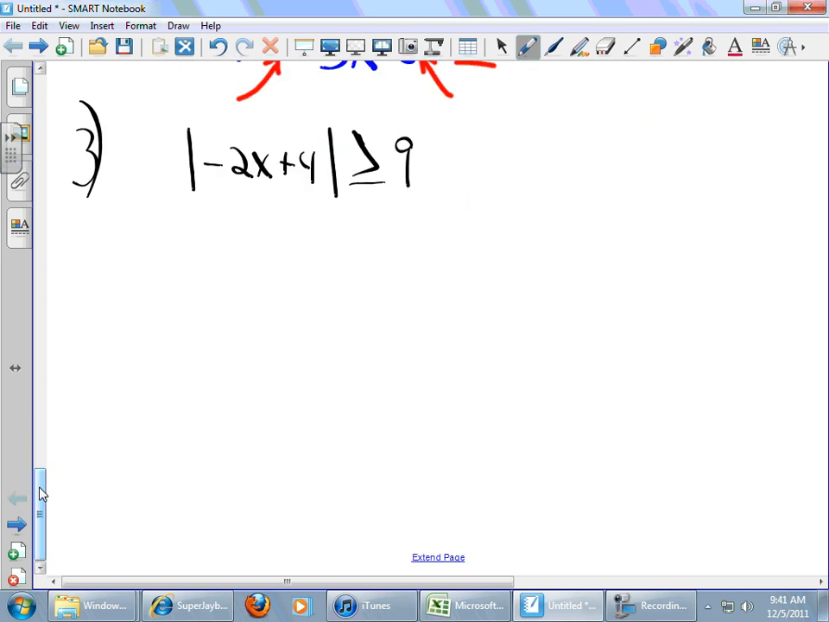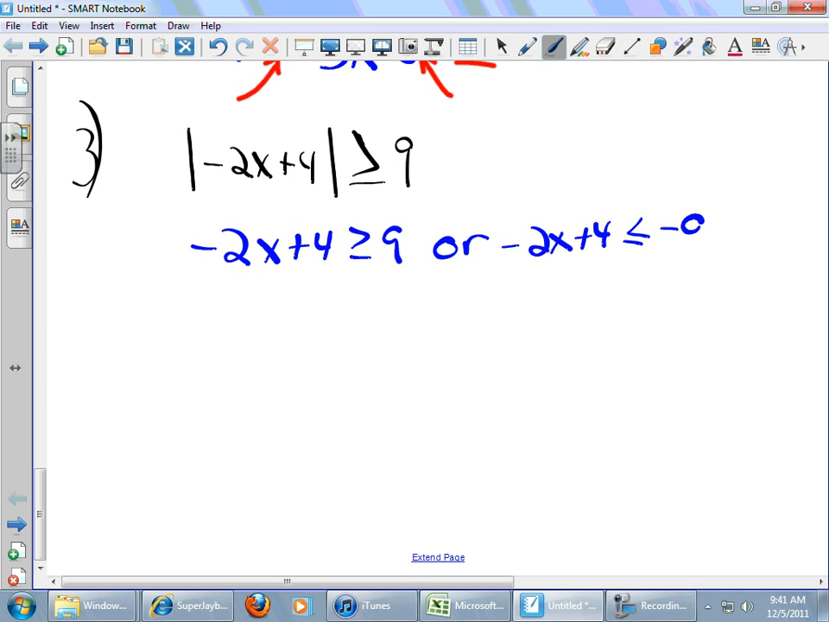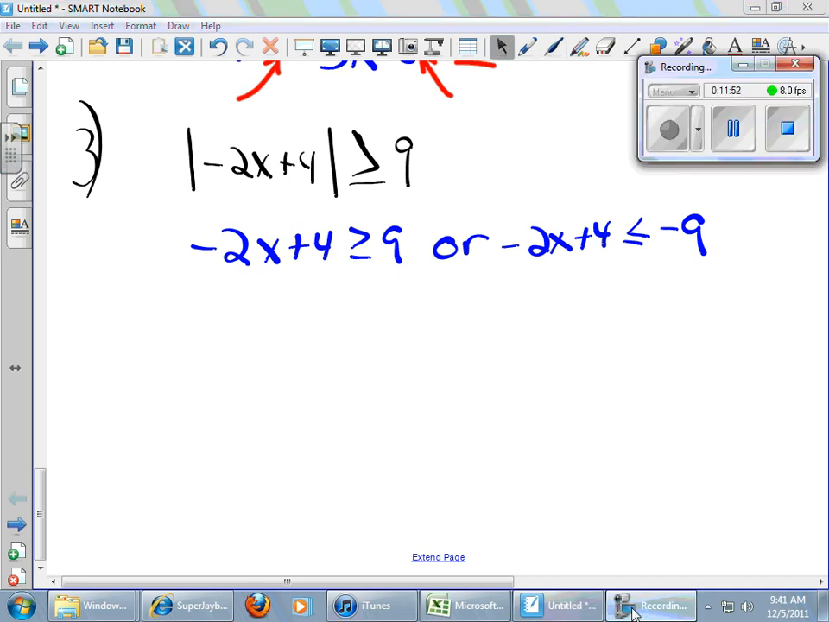All right, let's see here. Number 3. Let's break that down. Negative 2x plus 4 is greater than or equal to 9, or negative 2x plus 4 is less than or equal to negative 9. And there we go. All right, so there are your 3 setups. I'll tell you what, if you want to pause again, I'll go ahead and solve them, and then you can check your answers, and we'll be done for this evening's lesson.